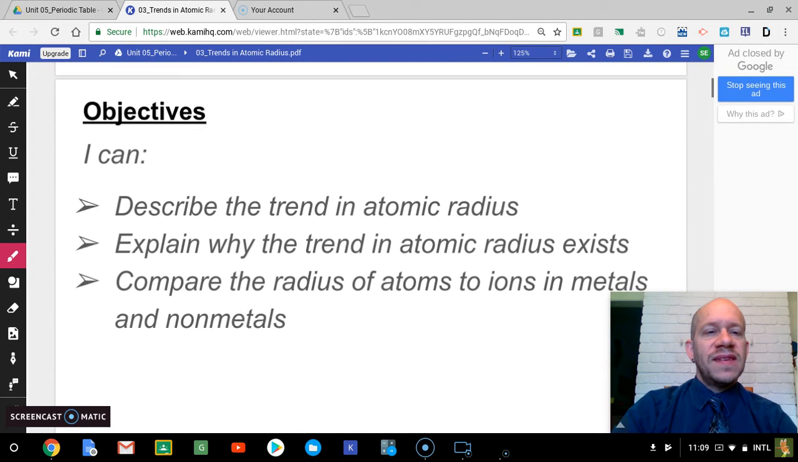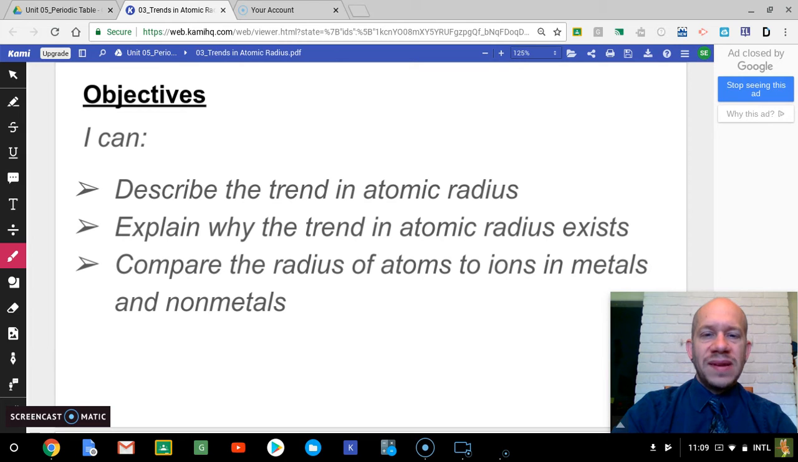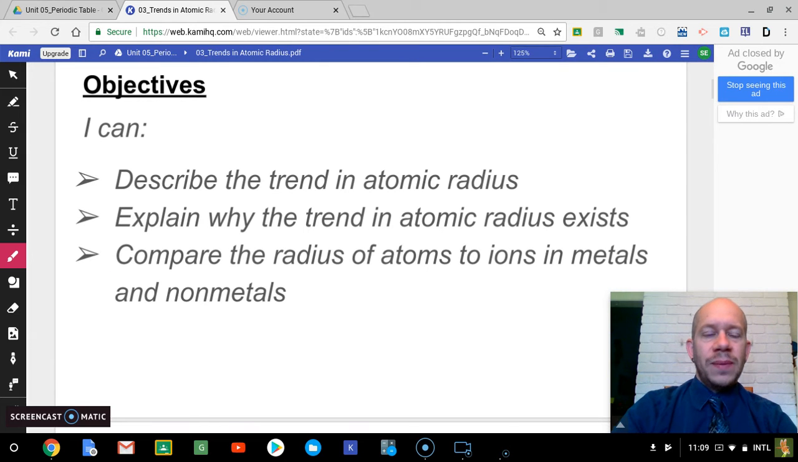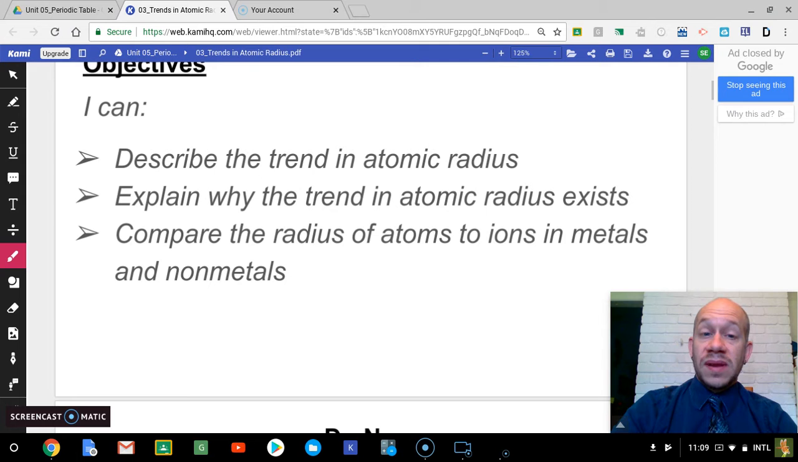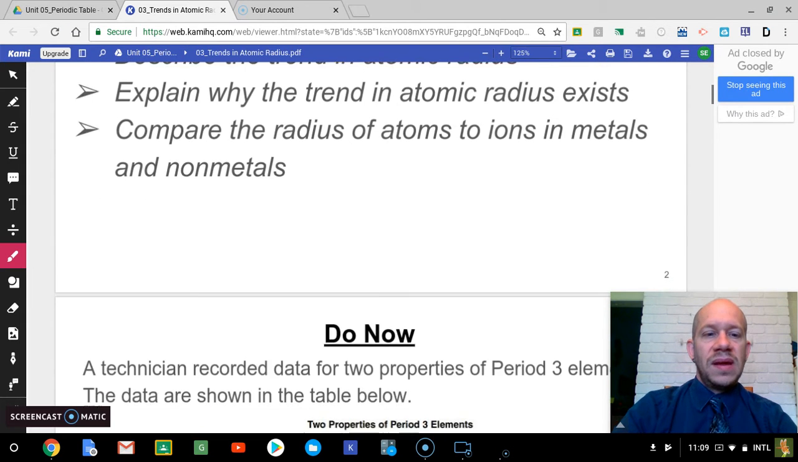By the end of this lesson, you will be able to describe the trend in atomic radius, explain why the trend in atomic radius exists, and compare the radius of atoms to ions in metals and nonmetals.